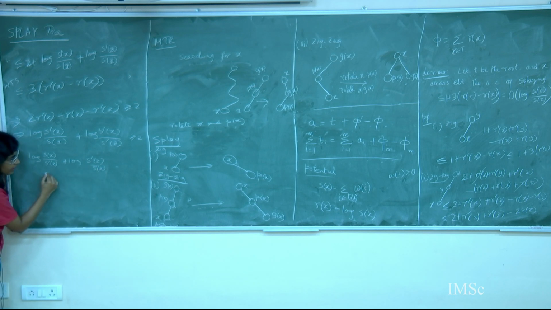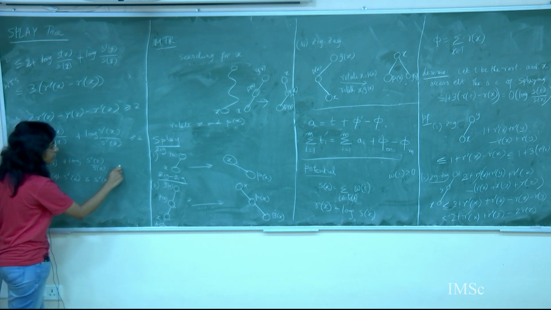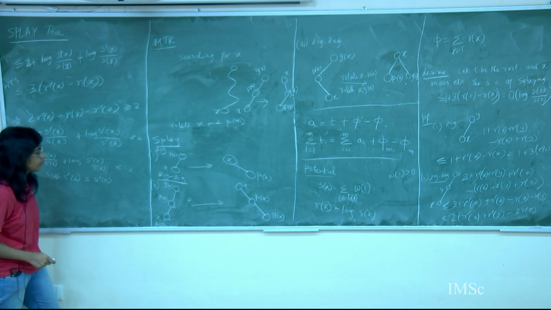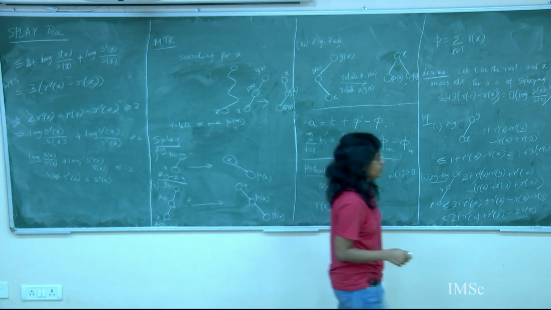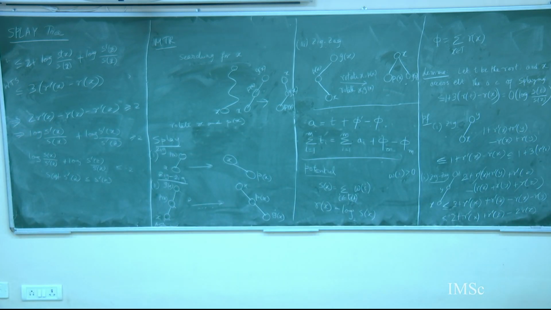And we know that s of x plus s prime of z is less than or equal to s prime of x. So if you solve this optimization problem, you get that this is less than or equal to minus 2. That means this term is greater than or equal to 2. Anyway, just some calculations.